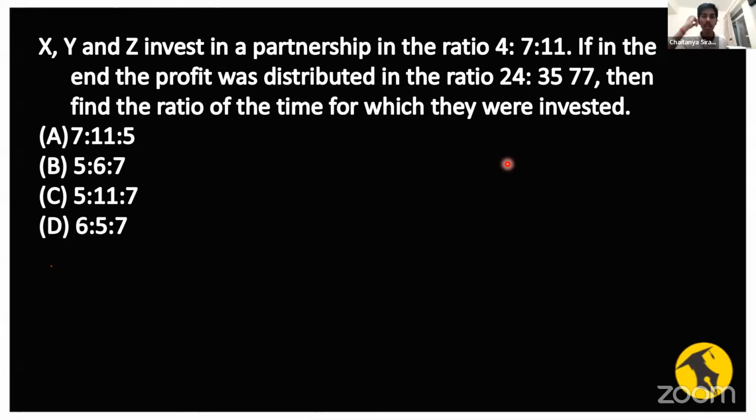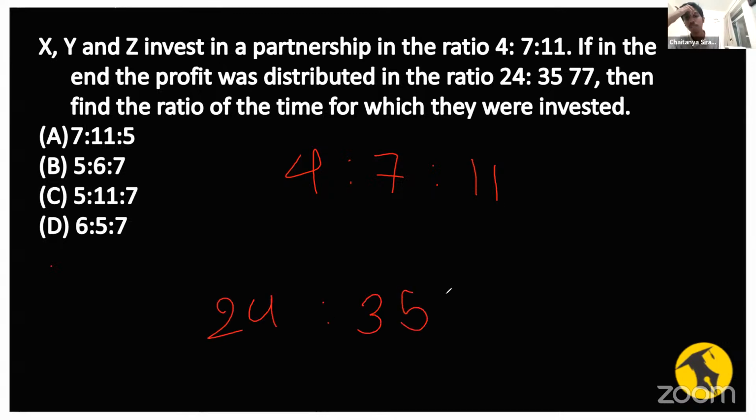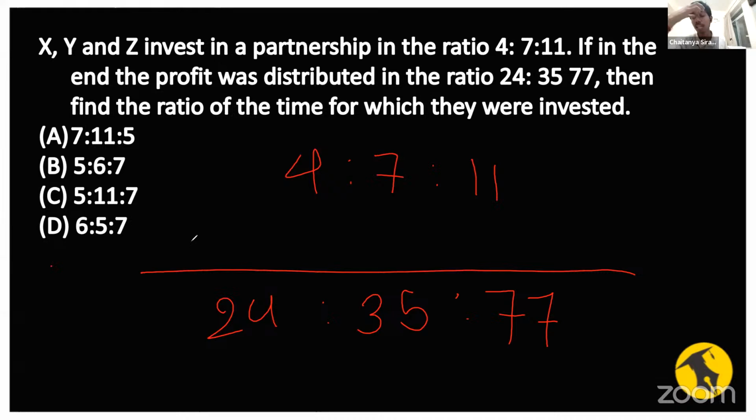X, Y, Z invest in a partnership in a ratio of 4:7:11. And in the end, the profit was distributed as 24:35:77. Now they are asking what was the time ratio.